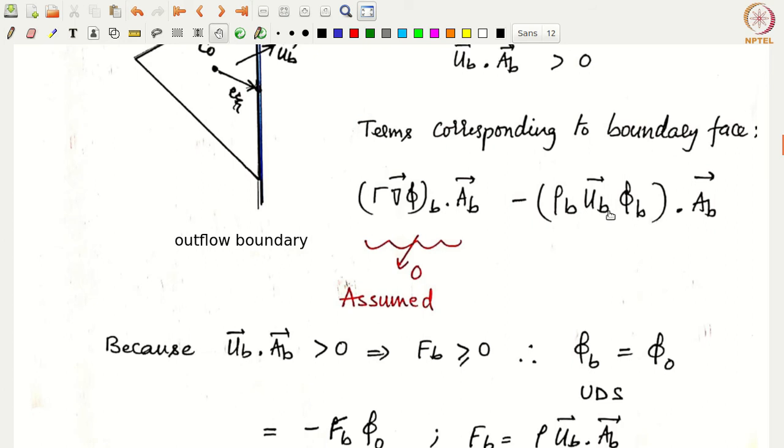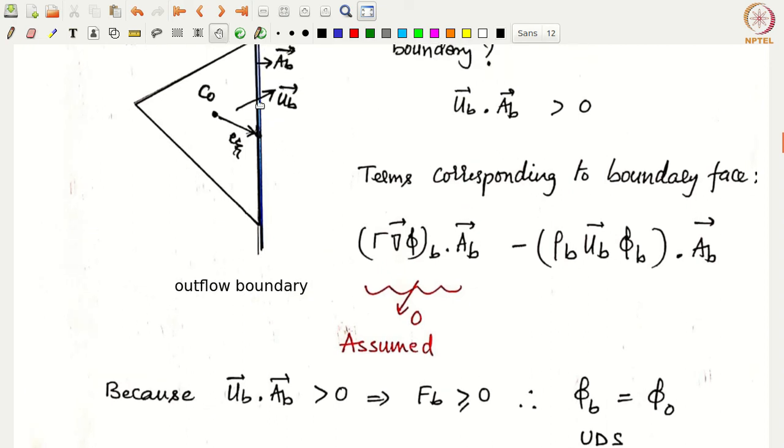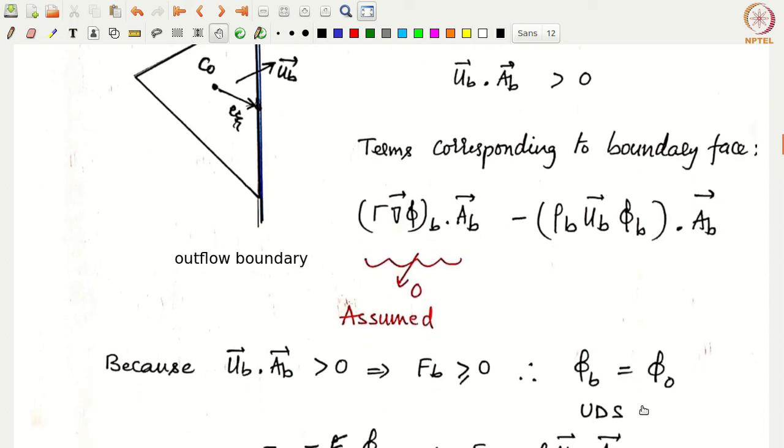Then we only have the convection term remaining, but we know what ub dot ab is. ub bar is known from the flow field, because this is a convection diffusion equation. So ub bar is already known. ub bar dot ab bar is positive, we know that. That means the flow rate that we have is positive. Because this is positive, what will be the value for phi b? If I use an upwind difference scheme, phi b has to be equal to phi 0.